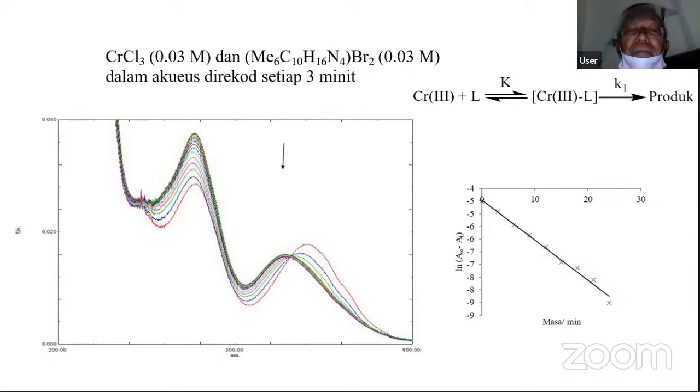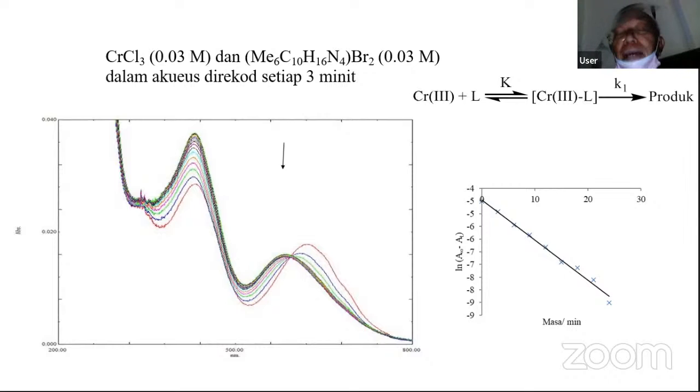This one is at higher wavelength. Higher wavelength means low energy. Here is high energy. So when you add the ligand to the chromium, you will find that this maximum peak shifts to the right. When it shifts to the right, it means a new species, a new compound, is formed. But here, there is no shift. But the absorbance, or the intensity, is going down.